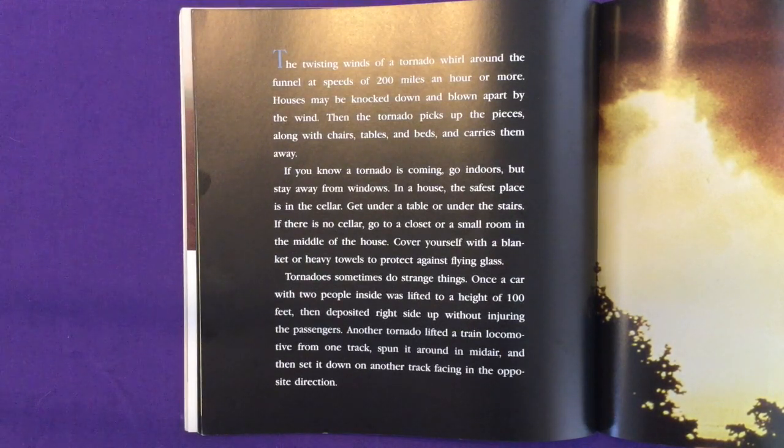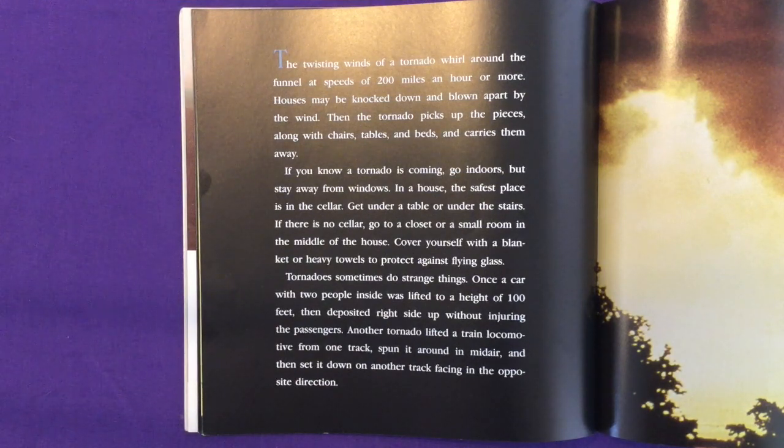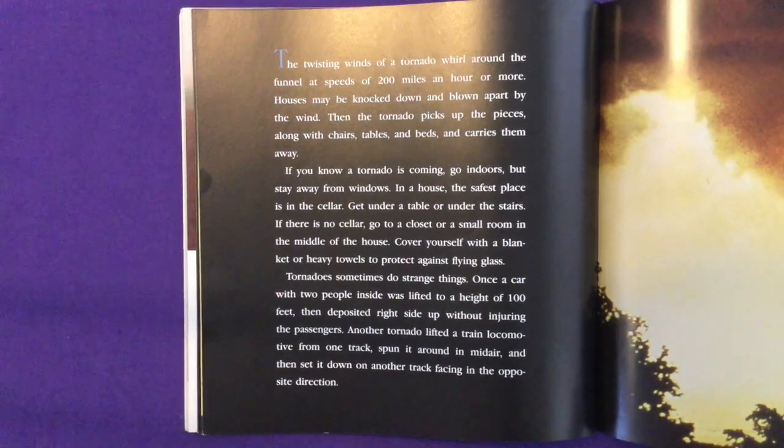Tornadoes sometimes do strange things. Once a car with 2 people inside was lifted to a height of 100 feet, then deposited right side up without injuring the passengers. Another tornado lifted a train locomotive from one track, spun it around in the air, and then set it down on another track facing in the opposite direction.